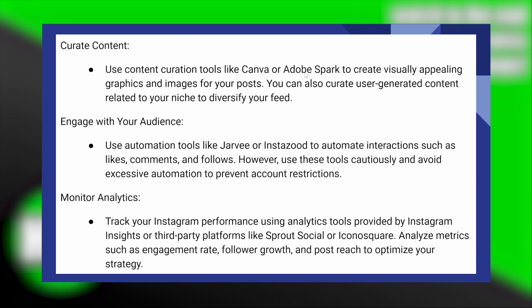Track your Instagram performance using analytics tools provided by Instagram Insights or third-party platforms like Sprout Social or Iconosquare. Analyze metrics such as engagement rate, follower growth, and post reach to optimize your strategy.